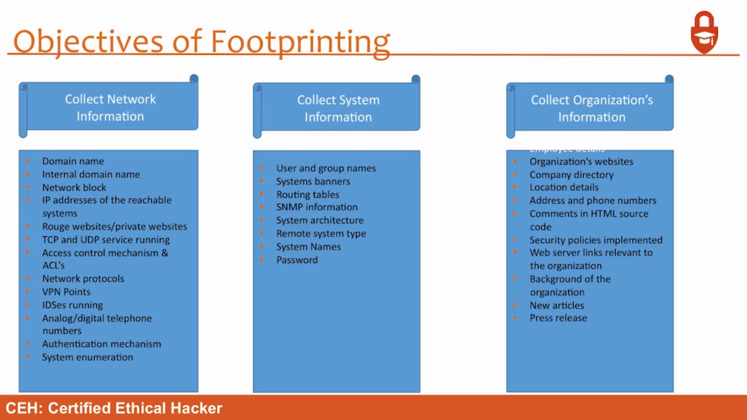Then the second part is collect system information, and the third part is collect an organization's information. So with respect to the system information, we have user and group names, system banners, routing tables, SNMP information, system architecture, remote system types. Are they Windows? Are they OS X? Are they Linux? System names and passwords, and then under collect an organization's information, we have employee details, organization's website, company directory, location details, address and phone numbers, comments and HTML source code, security policies implemented, web server links relevant to the organization, and background of the organization.